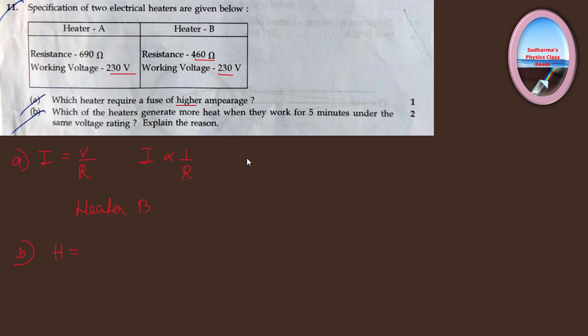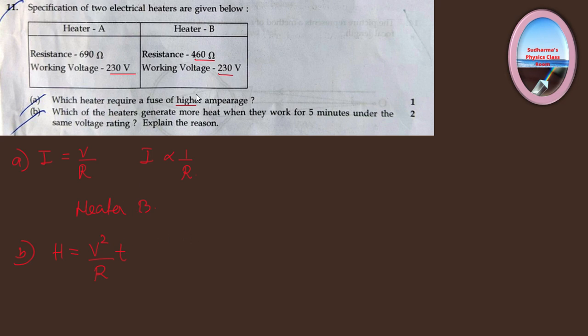Definitely, if it was a 4-mark question, you are expected to solve it and show it. But with reason, we can explain here. H is equal to V square by R into T, because I'm using the equation H is equal to power into time. So power, we have 3 equations. In that, one of the equations is V square by R. So why am I choosing this equation here? It's because both have the same voltage, V, 230 volt. So V square by R into T.